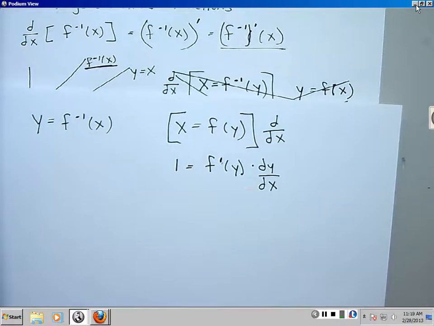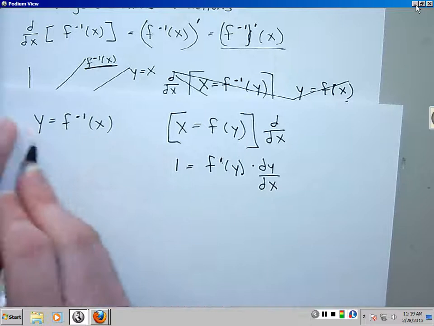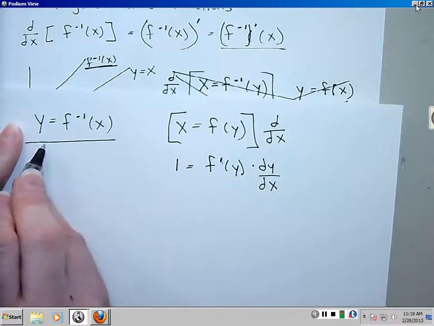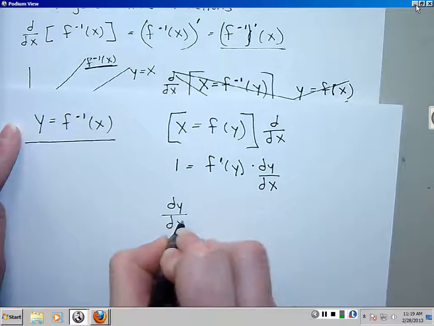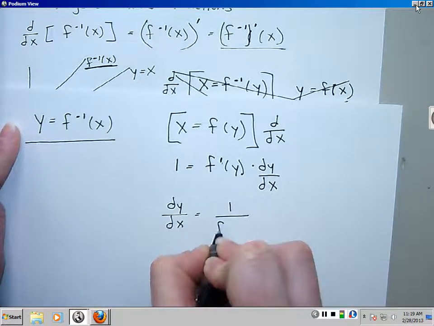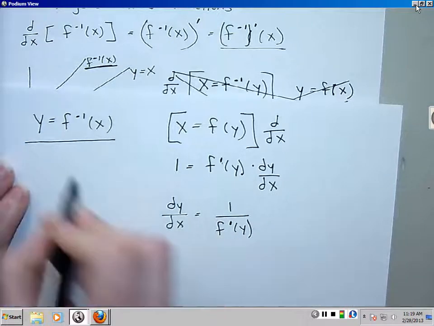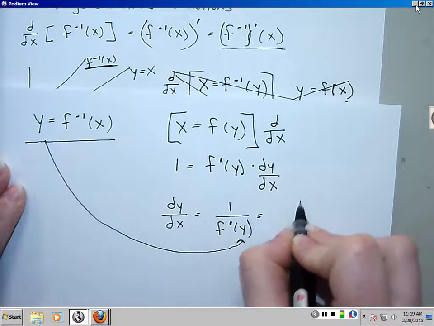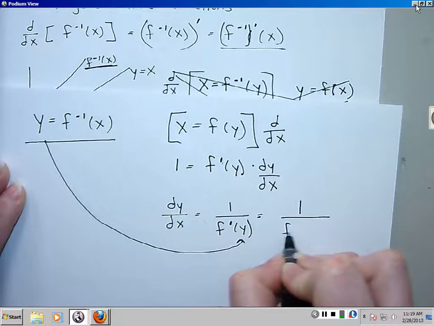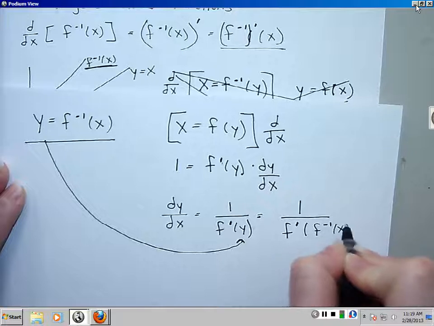Do you notice I get dy/dx? dy/dx is exactly what I want to find. I want to find the derivative of y with respect to x. So I get dy over dx is 1 over f prime of f inverse of y. But y is this inverse function. So it turns out the formula is 1 over f prime, the derivative of f, evaluated at the inverse of x.